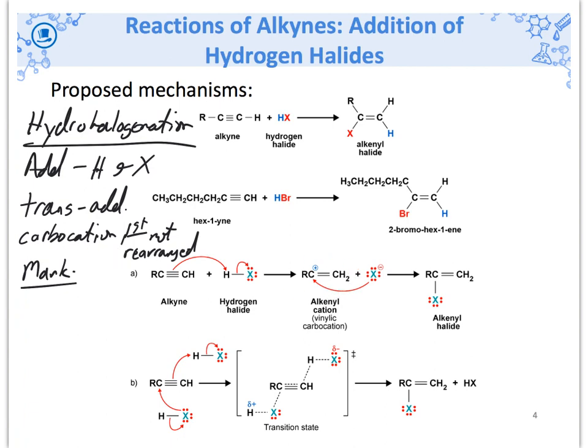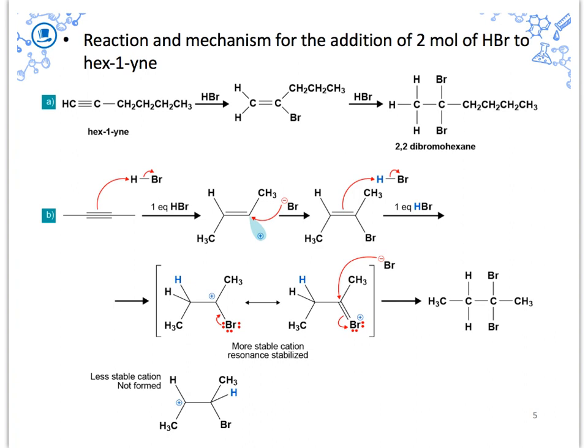We had a hydrogen and a halogen. What if we don't just have one equivalent? What if there's one HBr and then we add another HBr? What do we get then? Again, we get the same type of thing. It's again a hydrohalogenation. You are adding H and Br, so just like you did before, H and X.